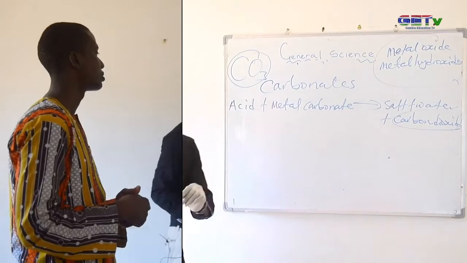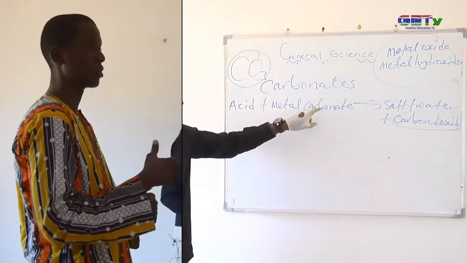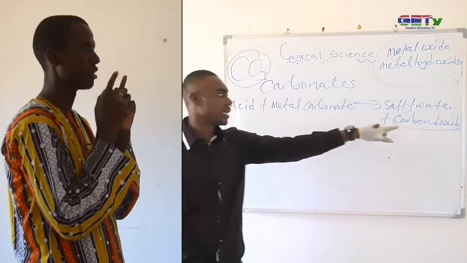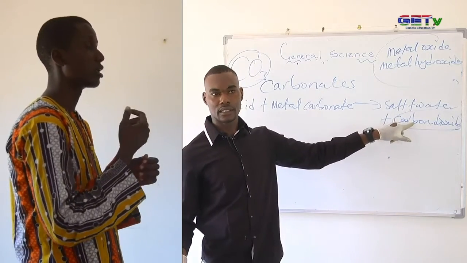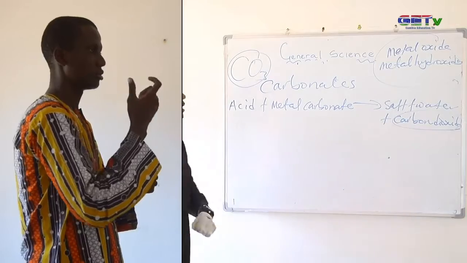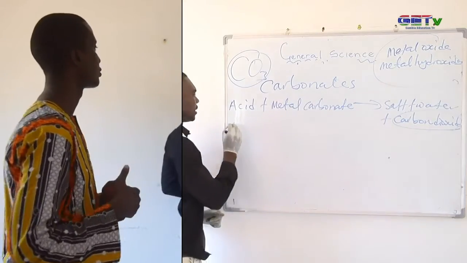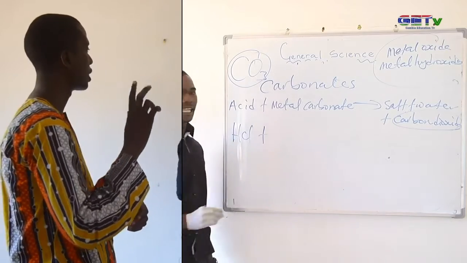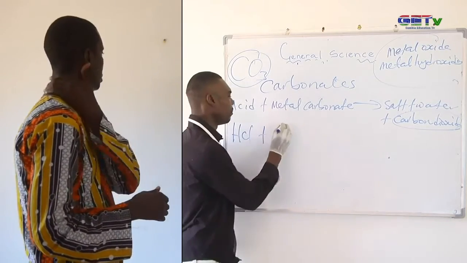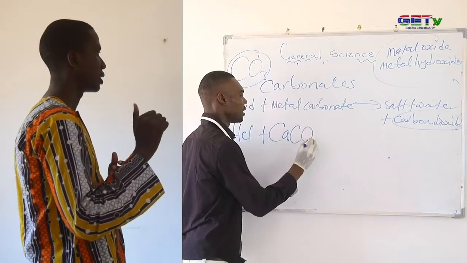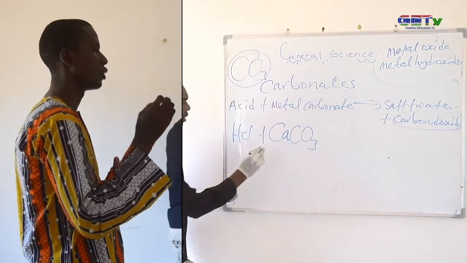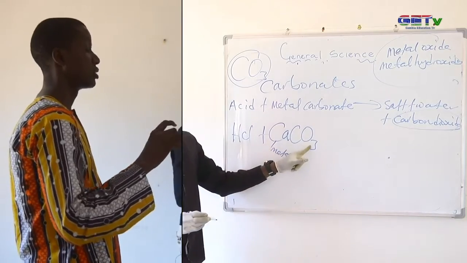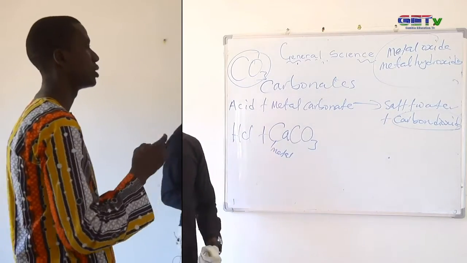Which gas is produced whenever acids react with metal carbonates or hydrogen carbonates? Carbon dioxide, please. Good. So let's look at the simple equation there. For that, we have HCl, hydrochloric acid, combined with a certain metal carbonate, that is calcium carbonate, CaCO3. This is a metal carbonate. This calcium here is the metal, and this radical is the carbonate. So it's a metal carbonate.